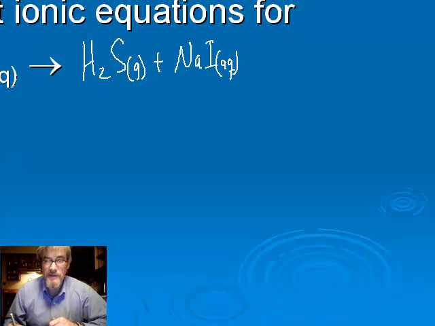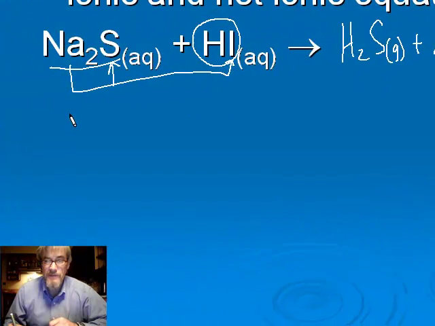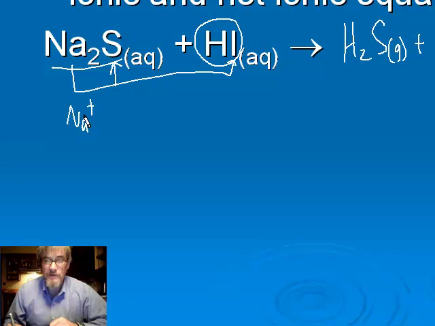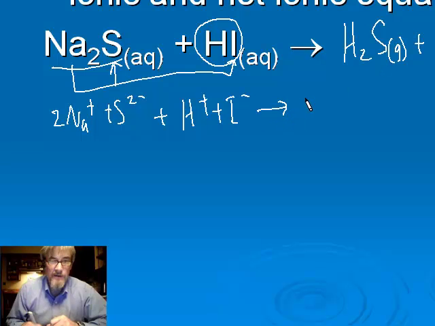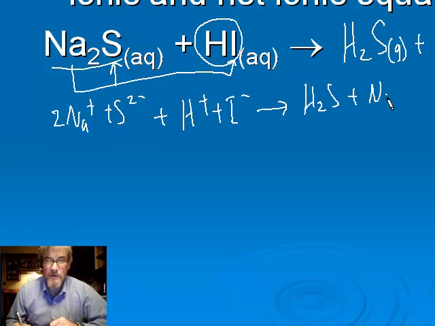So, ionic equation. Na plus could be split up from S2 minus. HI is a strong acid, so that makes it a strong electrolyte. I can split that up. H2S is just a molecule. It's not a strong electrolyte. I can't split that up. But NaI I can. So that's Na plus and I minus.